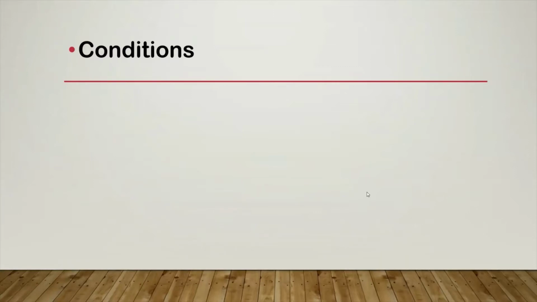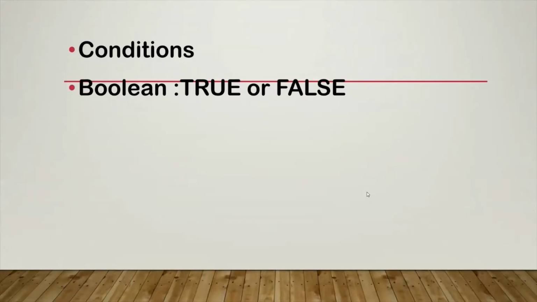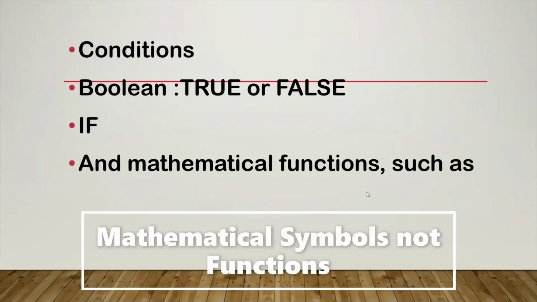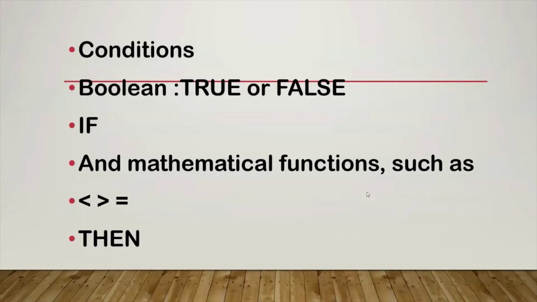When we talk about conditions, we are talking about Boolean, which in return is a true or false statement. Therefore, we make use of the word IF in our arguments. And of course, we are also using mathematical operators: greater than, less than, equal to, followed by the word then, preceded by the answer. So we have here an example.